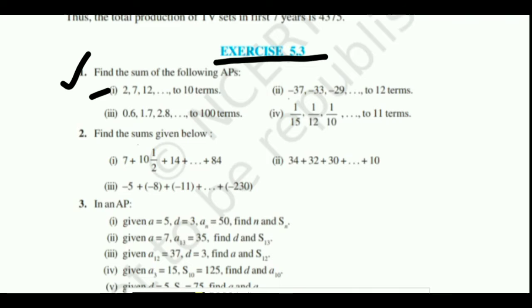The same way you can do the second one. AP is minus 37, minus 33, minus 29 till 12 terms.